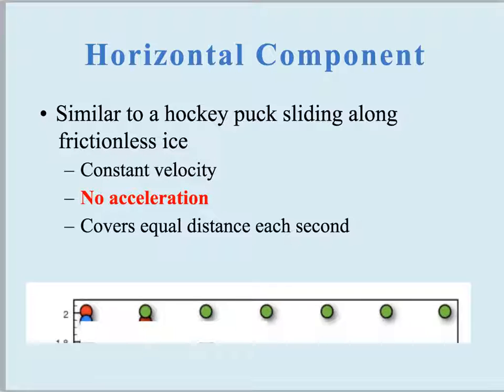So there's no acceleration, which means that it would cover equal distance every second, unlike the vertical component, which of course is accelerating at 9.81 meters per second squared. And if you look at a picture here of the ball moving forward, you'll notice that each ball is the same distance away from the previous one, identical. Same distance covered every second.